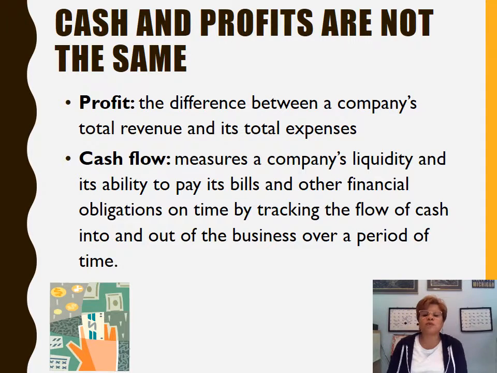Profit is the difference between the business's total revenue and its total expenses. Cash flow is a measure of a company's liquidity and its ability to pay its bills and other financial obligations on time by tracking the inflows and outflows of cash into and out of the business over a period of time. Two different measurement criteria. The sales or revenue amount in our profit and loss statement for the business or income statement is different than what we've actually collected in cash from customers during the month, during the quarter, during the year.